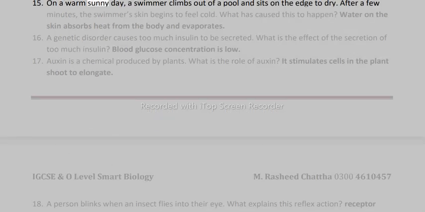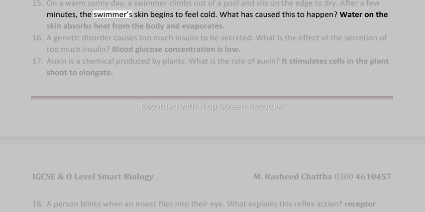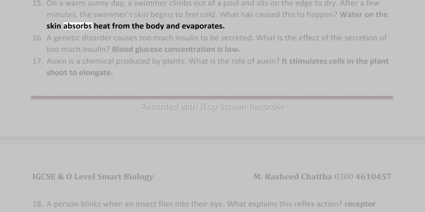15. On a warm sunny day, a swimmer climbs out of a pool and sits on the edge to dry. After a few minutes, the swimmer's skin begins to feel cold. What has caused this to happen? Water on the skin absorbs heat from the body and evaporates.